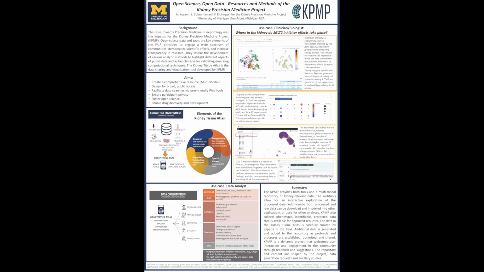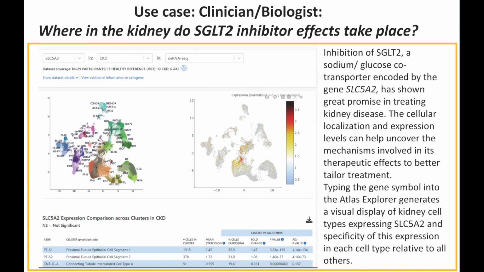A data analyst can also download the Seurat object, change the parameters, and rerun the analysis, or even combine it with other data to serve as a starting point for other analyses. In another example, a clinician or biologist can investigate a specific research question, such as where in the kidney do SGLT2 inhibitor effects take place. Inhibition of SGLT2, a sodium glucose cotransporter encoded by the gene SLC5A2, has shown great promise in treating kidney disease. The cellular location and expression levels can help uncover the mechanisms involved in its therapeutic effects to better tailor patient treatment.